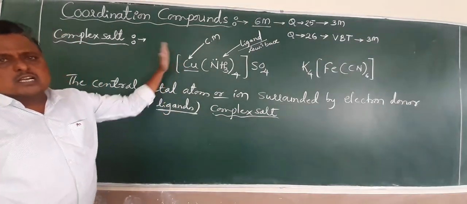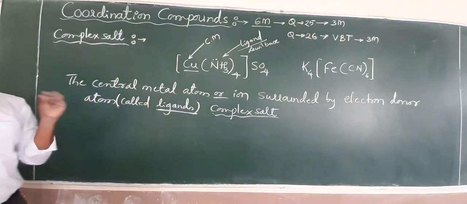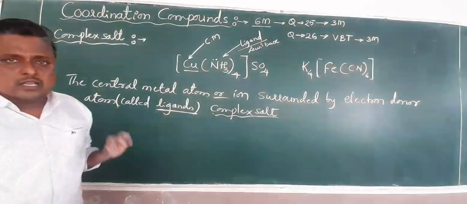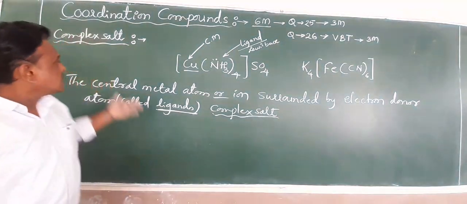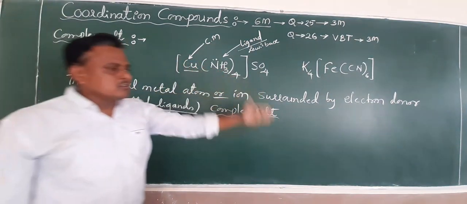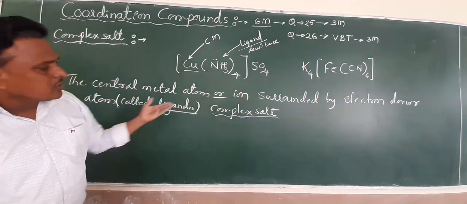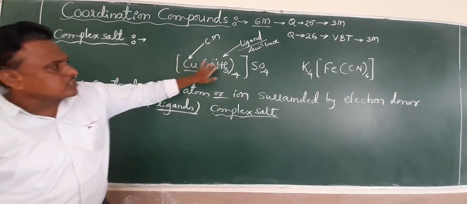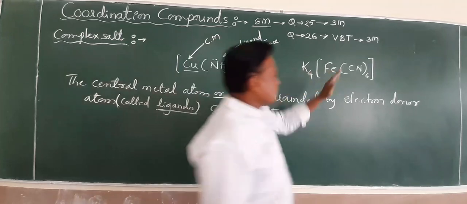Transition metal or central metal must be small in size and have vacant d orbitals, which can easily create a complex. Again, what are complex salts? The central metal atom or ion surrounded by the electron donor atoms to form a compound is known as complex salt. For example, Cu(NH3)4, K4[Fe(CN)6].